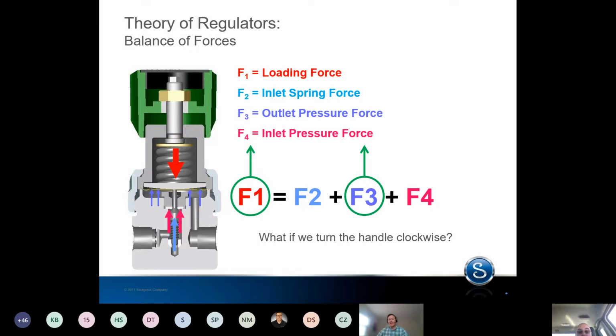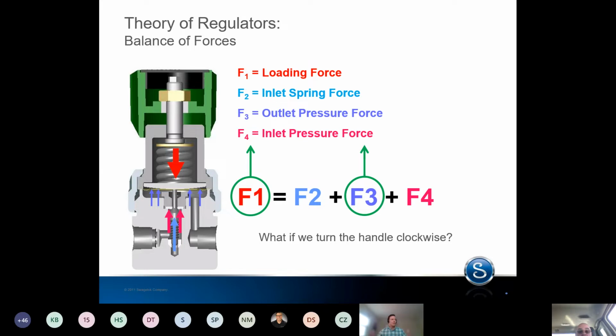So if we turn the handle clockwise, we're compressing that spring. F1 goes up, because we've compressed the spring, which increases the force. And the only other thing, if we assume that our inlet pressure or inlet source is large enough that it's not going to change by any appreciable amount, is that F4 is the same. The inlet spring force doesn't change a lot, it's just a light spring. So the only thing that can change to maintain that balance within the regulator is F3. So F3 has to also rise by some proportional amount.